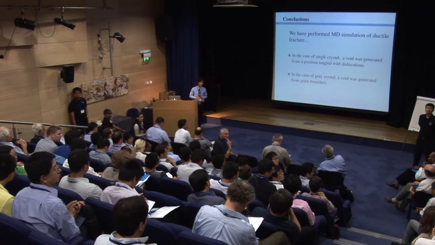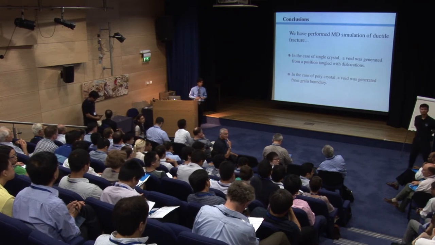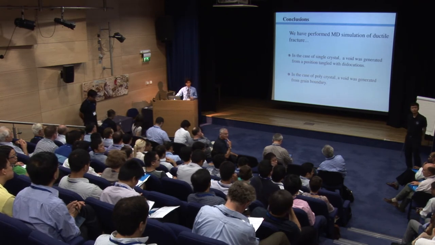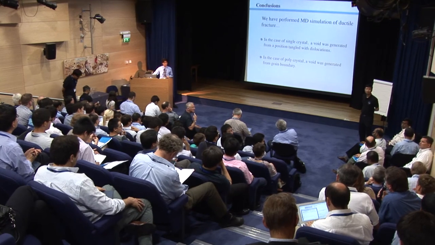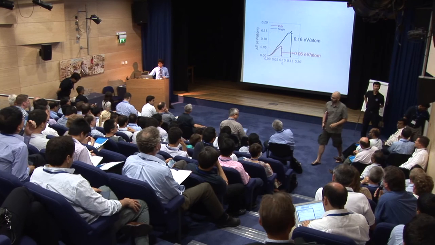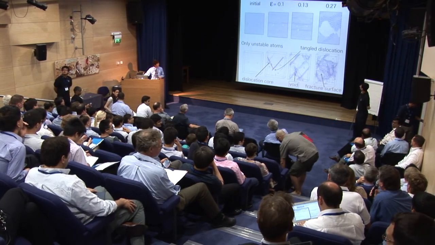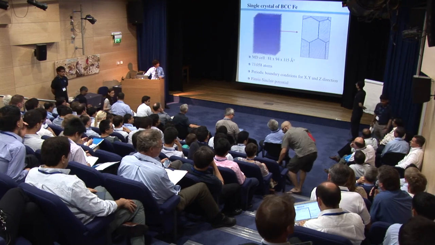I wonder if in your polycrystalline simulations, you could vary the character of the grain boundary, because there are different types of grain boundaries depending on the crystal structure, crystal orientation, and the grain boundary plane. Did you look for a specific configuration?